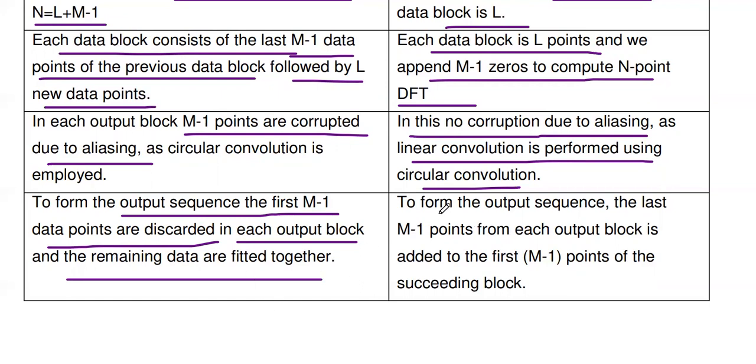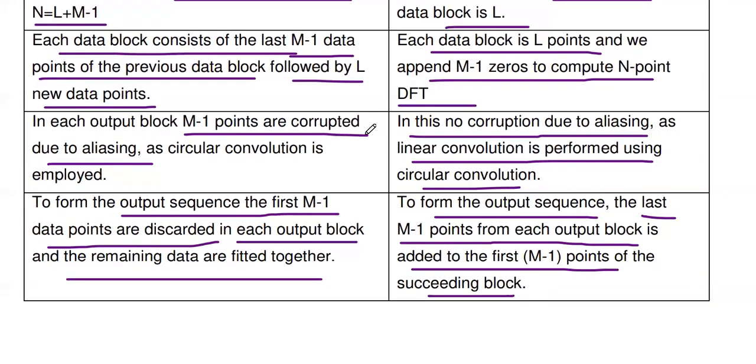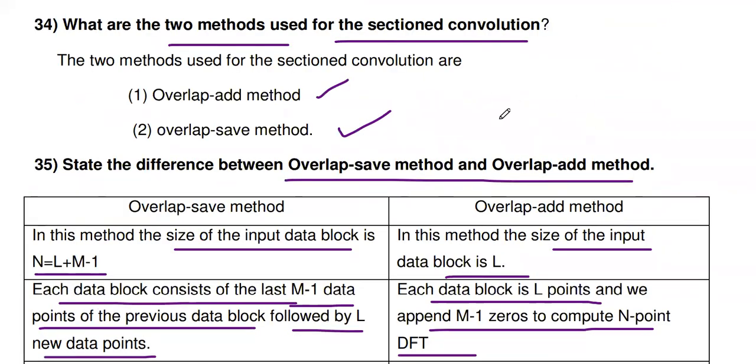But in the overlap add method, to form the output sequence, the last M minus 1 points from each output block are added to the first M minus 1 points of the succeeding block. This is the comparison between the overlap save method and the overlap add method. This procedure is given in detail in the lecture video. These are all the questions related to the first unit: discrete Fourier transform, circular convolution, linear convolution and sectioned convolution.